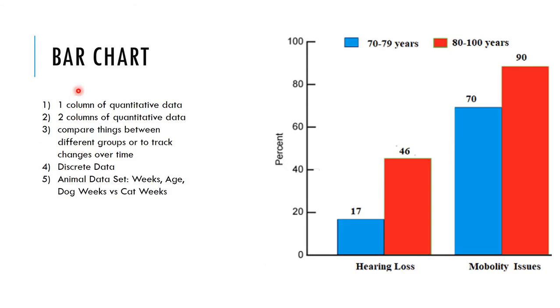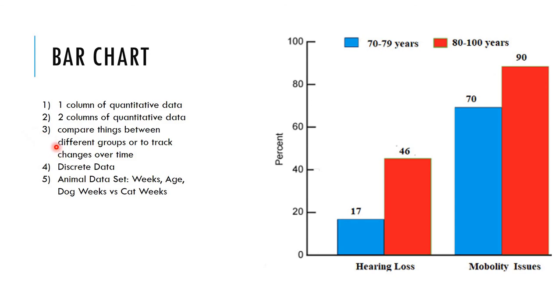Bar charts and histograms, they compete with each other. Sometimes it doesn't matter which one you use. A bar chart, just like a histogram, can take one column of quantitative data, but it can also take two, actually. So, for example, here we're looking at the hearing loss between people in their 70s versus people 80 to 100. And so we're comparing two different data sets, right? All numbers, right? The percentage of 70-year-olds that lose their hearing versus the percentage of 80 to 100-year-olds that lose their hearing versus how many don't lose it.